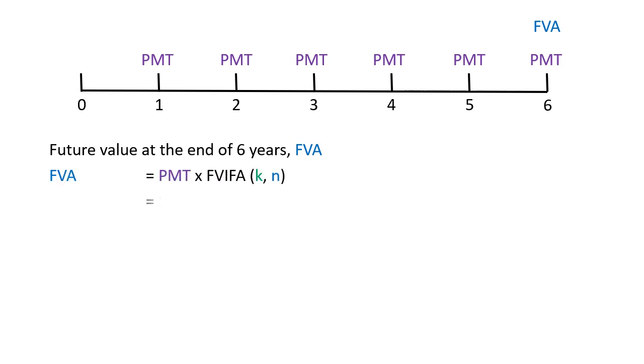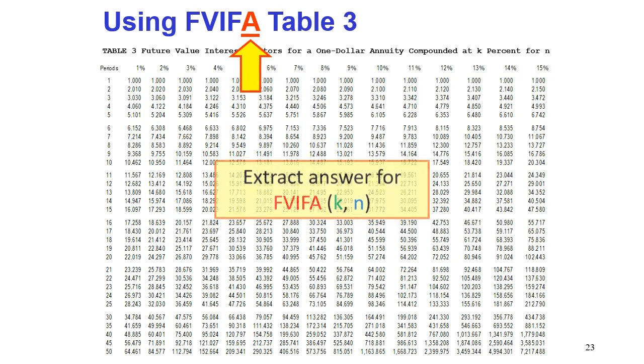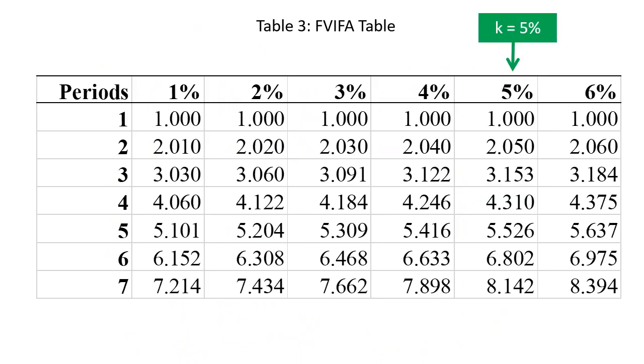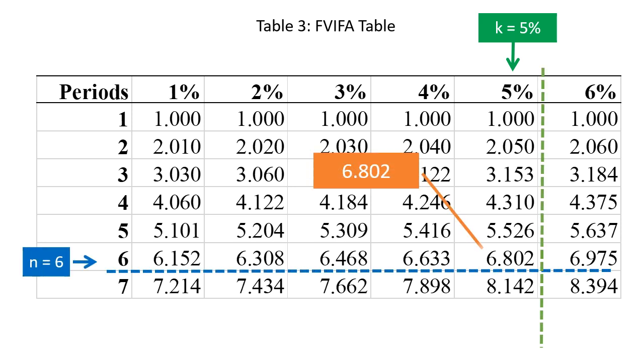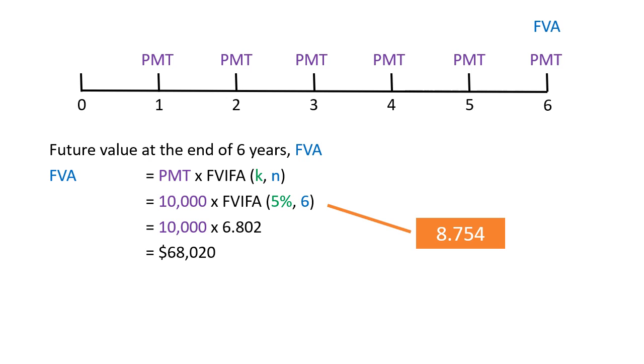We use this formula. Substitute the figures in. Refer to the table. Make sure you get the correct table. Next, we find the answer. We know K. We know N. The intersection is the answer. Substitute the answer from the table and we find FVA.